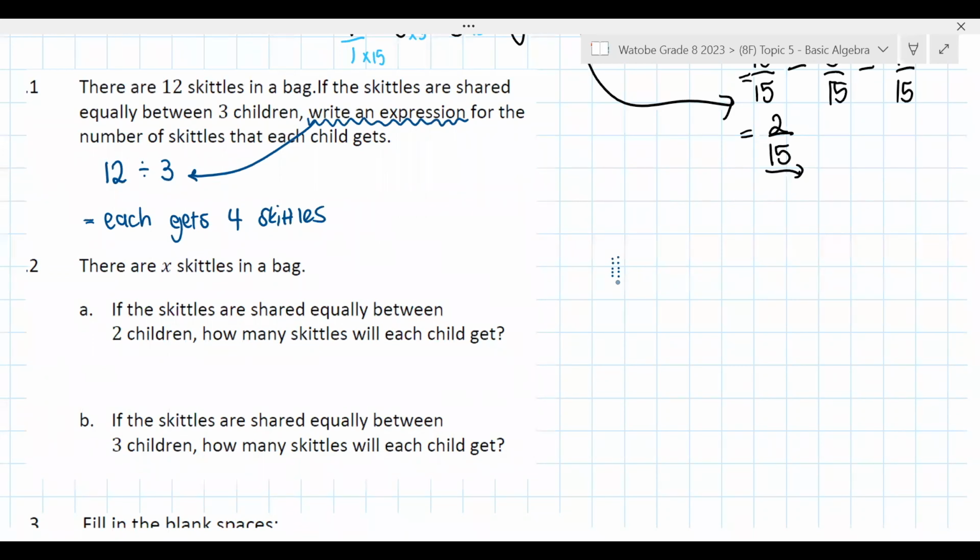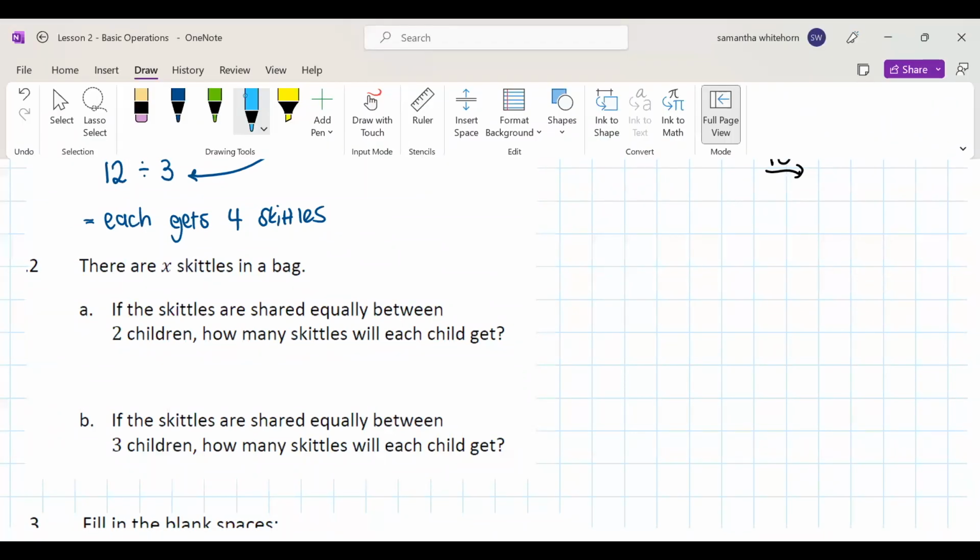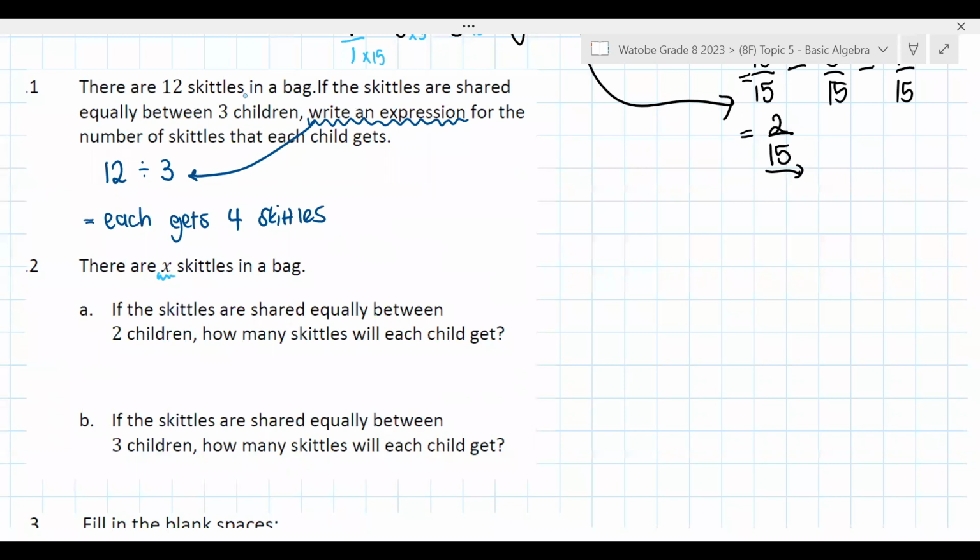So let's now have a look at what happens when we start dealing with variables. Okay, guys, so there are now X Skittles in a bag. I don't know how many Skittles I have, I just have X Skittles. What expression would I write down if I wanted to share these Skittles equally between 2 children? What would my expression look like? Remember, I'm sharing them.